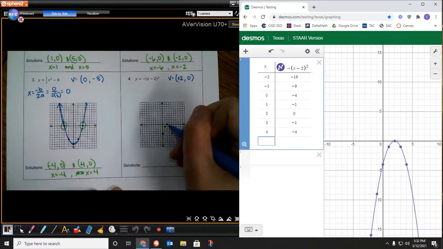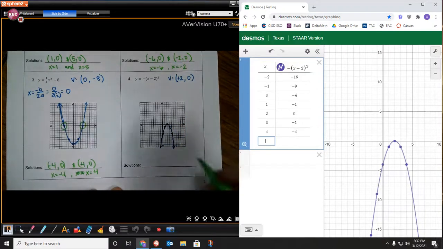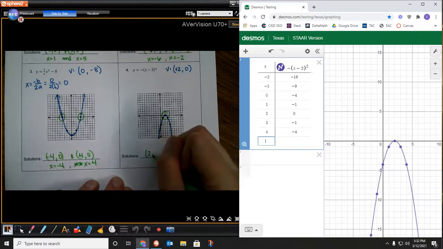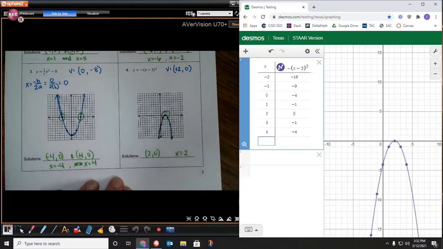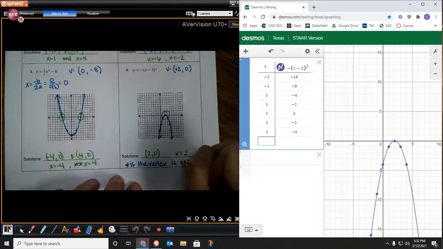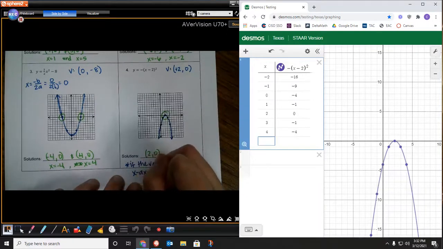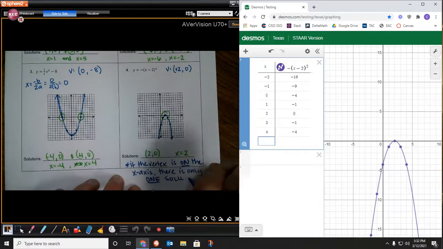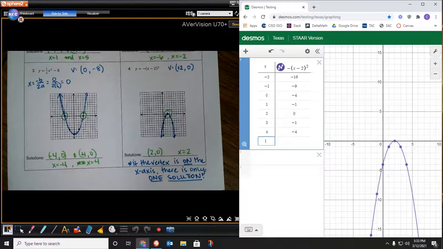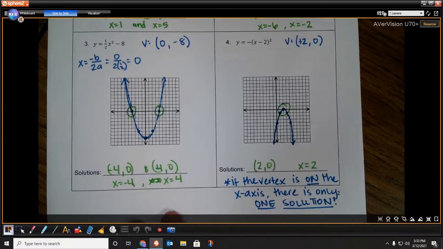Oh, and so for this particular one, you notice that the vertex is right on our x-axis, so that means that it only has one solution in this case, all right? So in this case, we see that our solution is 2, 0, or we can always write it as x equals 2. And the important thing to notice about this is that if the vertex is on the x-axis, there is only one solution. So if the vertex is on the x-axis, there's only one solution. So guys, that is how we can find our solutions by graphing.